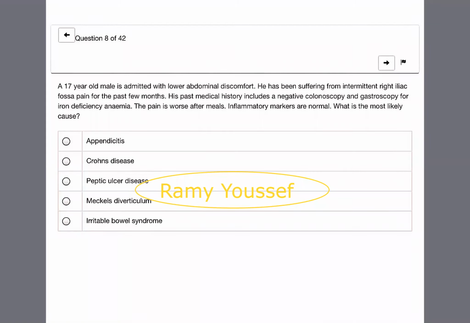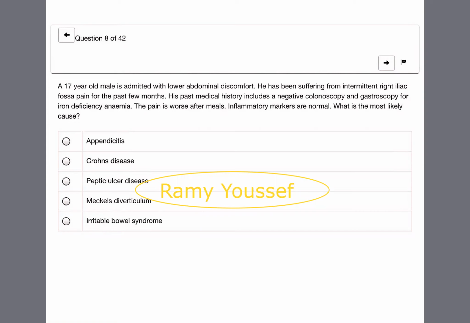Appendicitis, Crohn's disease, peptic ulcer disease, Meckel's diverticulum, and irritable bowel syndrome. It's D, Meckel's diverticulum. Exactly. What's your keyword here? Keyword: colonoscopy is negative, iron deficiency anemia, and pain after meals, because Meckel's diverticulum contains ectopic gastric mucosa sometimes. Exactly. Okay. So the pain is for a long time, for a few months, so appendicitis is out of our choices. So we have Crohn's and irritable bowel syndrome.